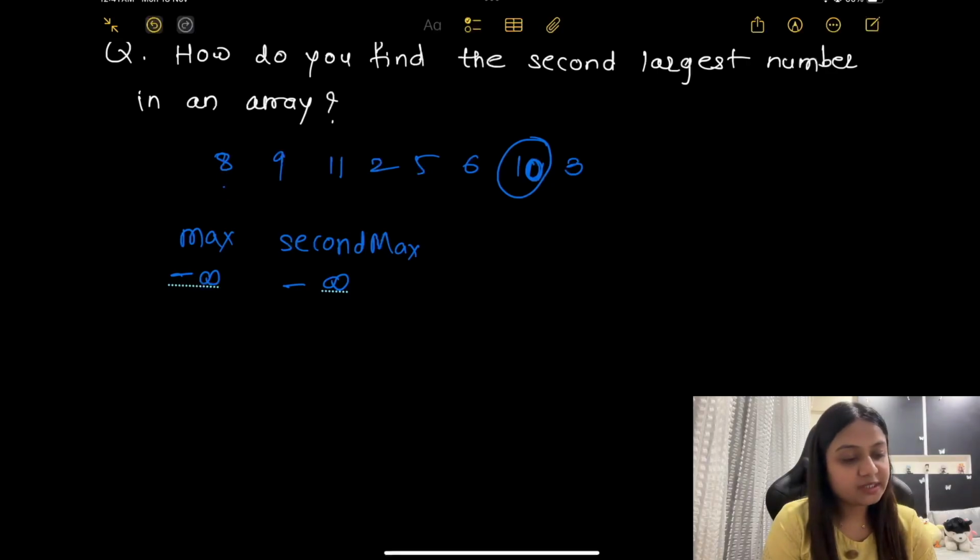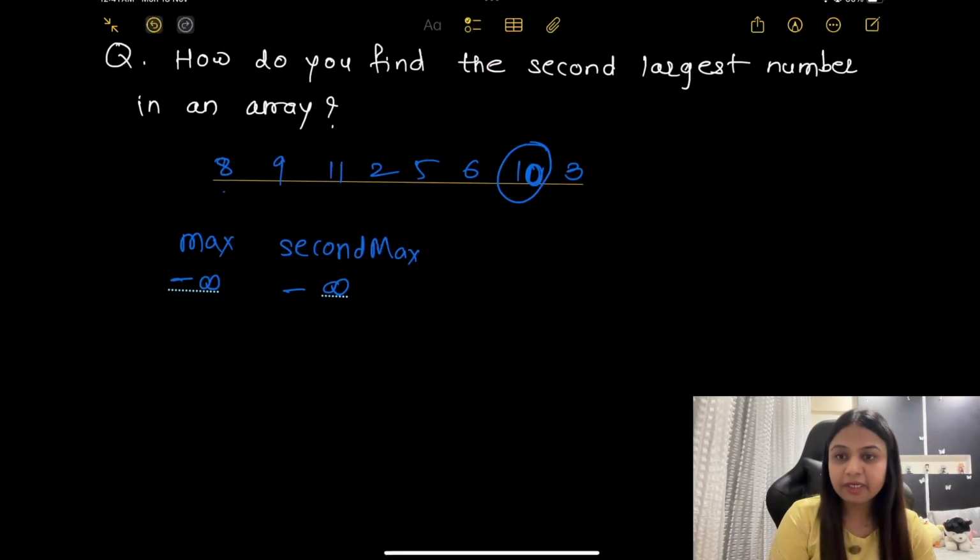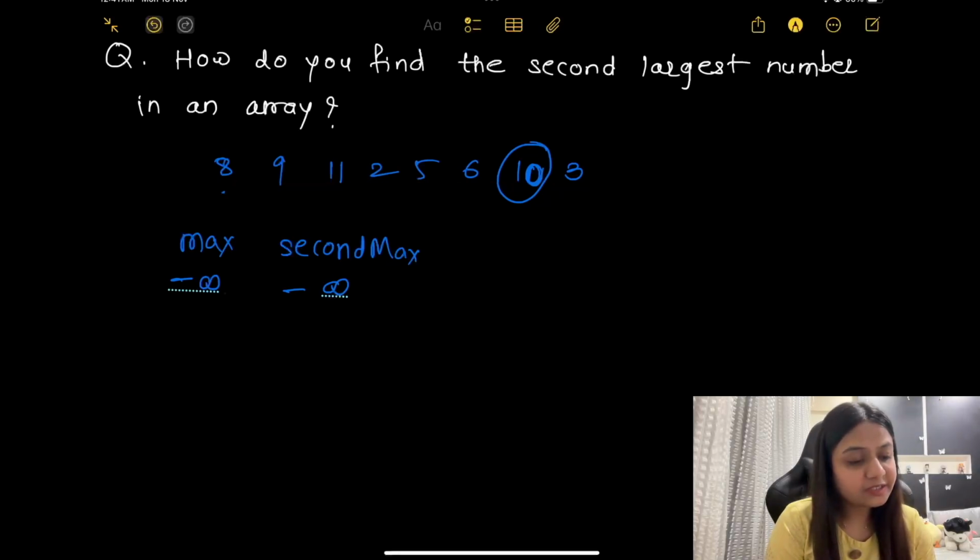And what I do is I'll iterate through this array and check if the element is greater than my max. If it is greater, then I'll assign it to max, and whatever my previous max was, I will assign it to my second max. Now, 8 is greater than minus infinity. So currently my max is 8 and my second max will be the previous max, which was minus infinity. It will remain minus infinity only.